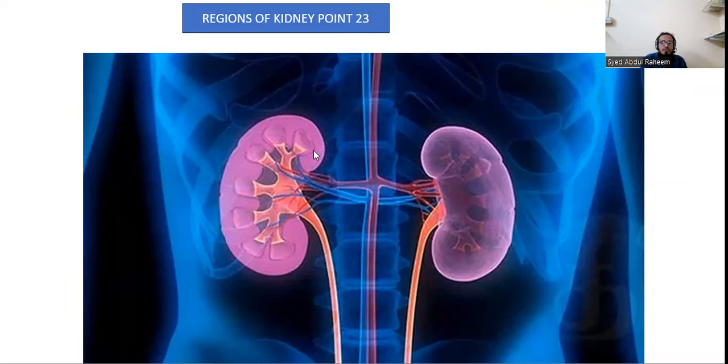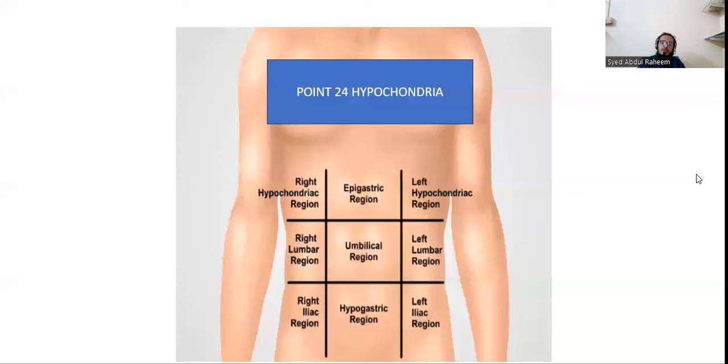Next, the 23, very very important for kidney issues. Okay, like kidney stones, kidney nephritis, hydronephritis. Okay, and a number of issues are there: kidney failure. Okay, diabetes issues, or kidney shrinking, atrophy of kidney. And for all these issues, you can advise point number 23. After 23, you have 24.